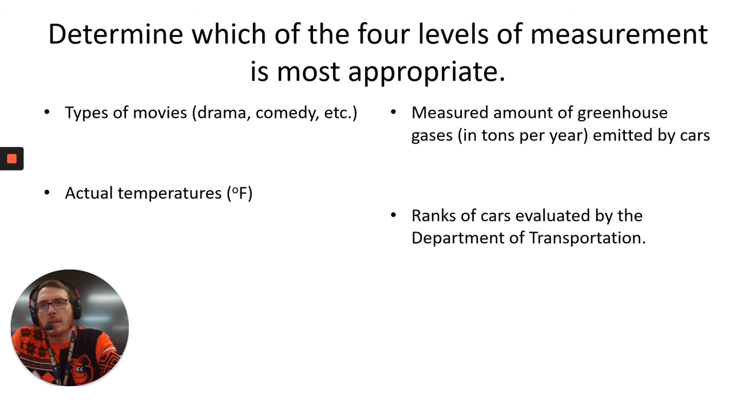Four levels of measurement. Types of movies, you don't care which is which. That would be the lowest level, which is nominal. Temperature would be interval because it has a measurement in between that matters. Measurement of amount of greenhouse gases emitted by cars, that would be on the highest, which would be ratio. And then ranking the cars from the Department of Transportation would be ordinal because you can rank them from highest to lowest, but the gap is not the same in all of them.